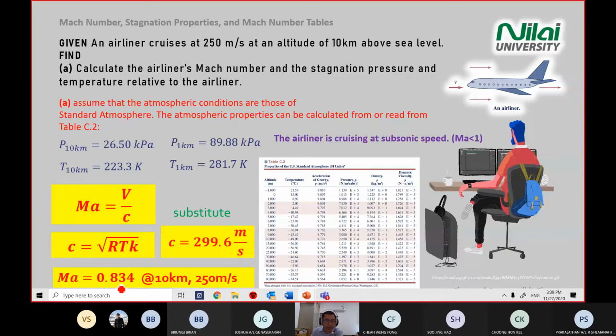If you have a Mach number less than 1, just a side note, we use the word subsonic to refer to speeds below Mach number 1.